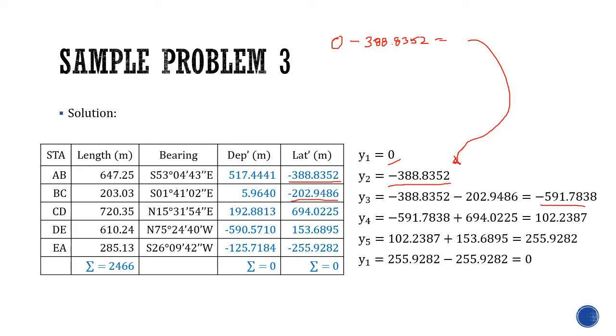So, ito yung Y coordinate of C naman. Okay, so from C, dagdag mo yung latitude ng CD, makarating ka sa D. Ito yung D. From D, dagdag mo yung latitude ng DE, makarating ka sa E. Okay, so from E, dagdag mo yung latitude ng EA, makarating ka sa A. Ganun lang yung idea, di ba? Yan. So, hopefully, nakukuha nyo na yung pattern, no?